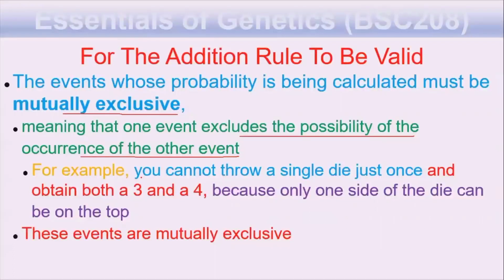So, for example, you cannot throw a single dice. So if we look at the example of this dice having 6 sides, so we cannot obtain a 3 and 4 at the same time. So it is not possible that when we are getting 3, we can also get 4. So this is not possible, because if 3 is coming, then 3 is excluding the possibility of happening 4. So therefore these are the mutually exclusive events. So when the events are not linked, then the addition rule of probability will be used to calculate the collective combined probability.